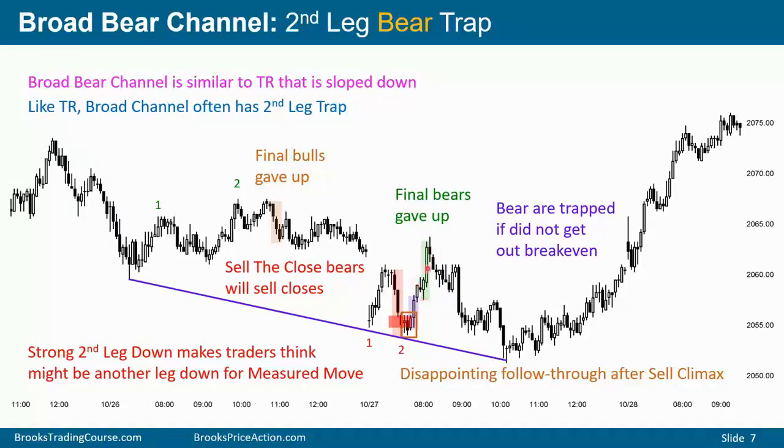Leg 1, pullback, leg 2, where the pullback is below the bottom of the first leg up. This is very similar to that, and they're close to one another in proximity, so they're probably part of the same process. This is the first leg, pullback, second leg, trapping traders into buying too high. But look to the left, you're still within a bear channel or a trading range, and you do not want to be buying too high in a broad bear channel or in a trading range. Traders who buy up here are probably going to get trapped.